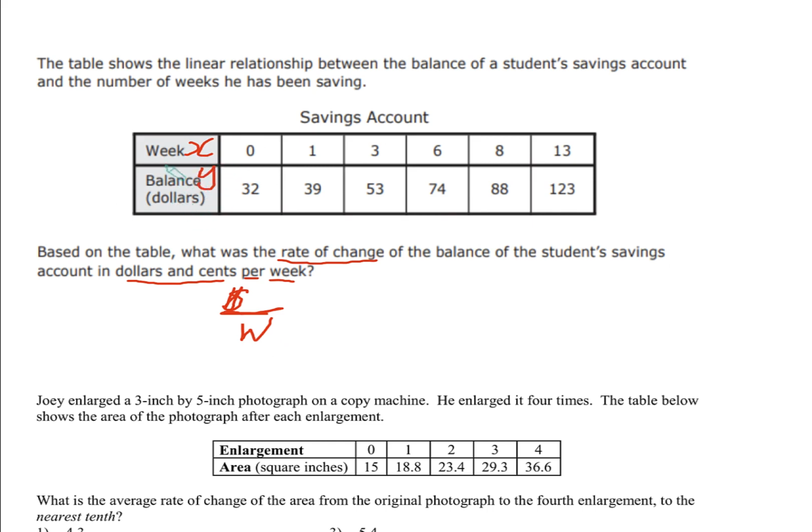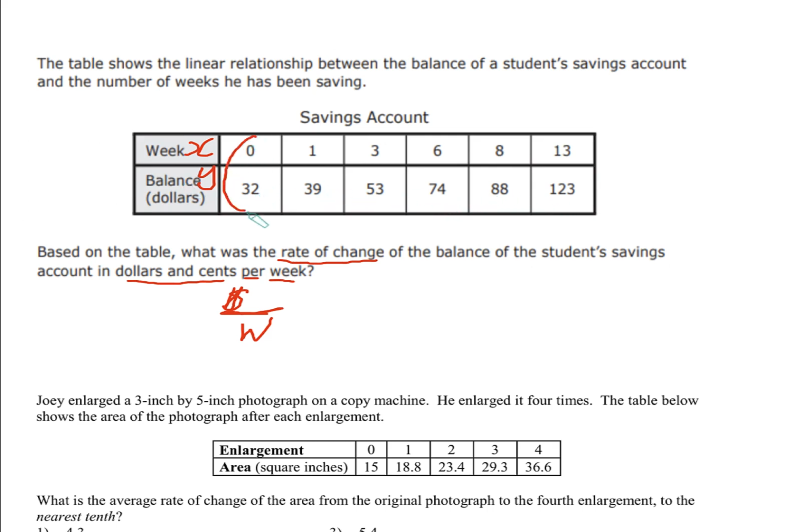Another way you can think about it is that the balance depends on the weeks. So the amount of money you get depends on the weeks. So because the balance depends on the weeks, the weeks is x. And I always tell my students, the x values are always kind of small and simple. So 0, 1, 3, these are kind of small numbers compared to 32, 39, 53. You can always tell who is y.